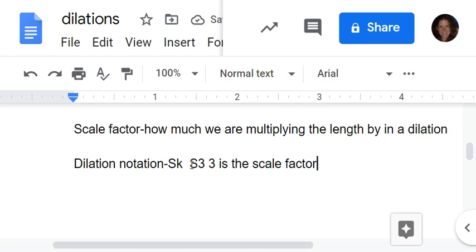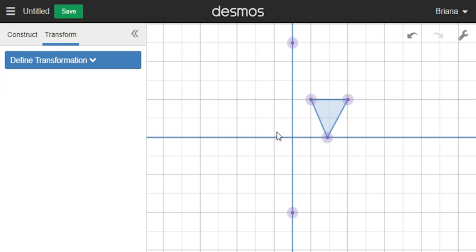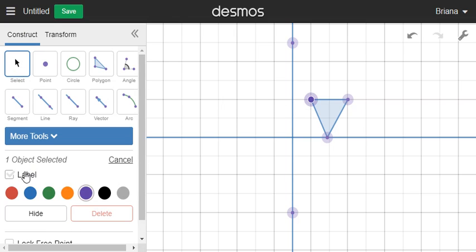Okay, so we're going to do some examples and we're going to come back and talk about, does it preserve orientation? Is it isometric or rigid? So if we look right here, we've got a shape. And let's just label these points. We're going to call this A. We're going to call this B. We're going to call this C. Okay, so those are our points right there.